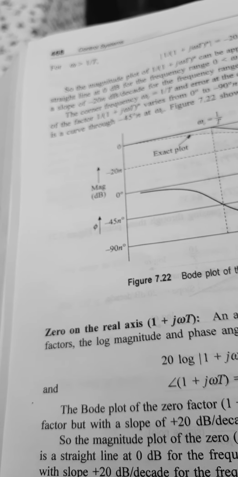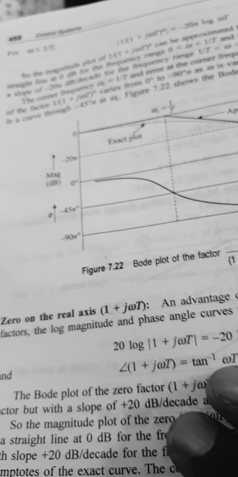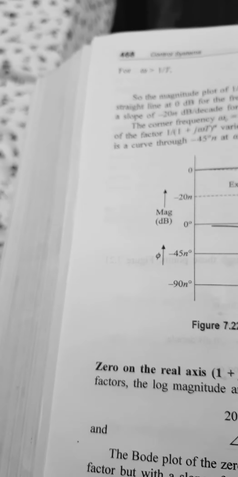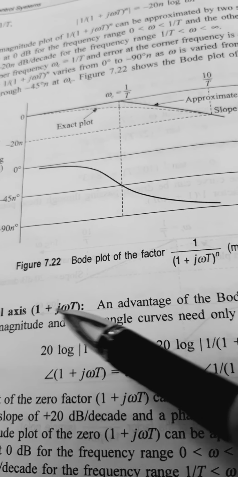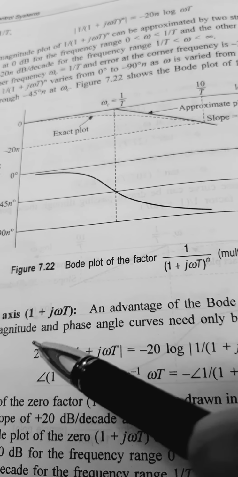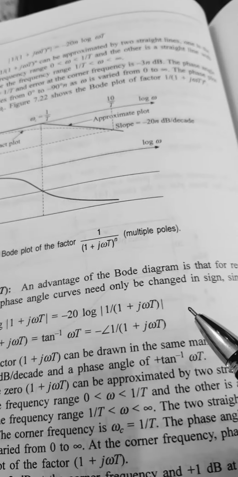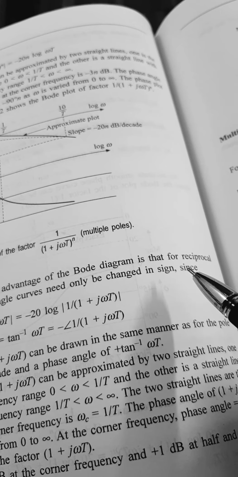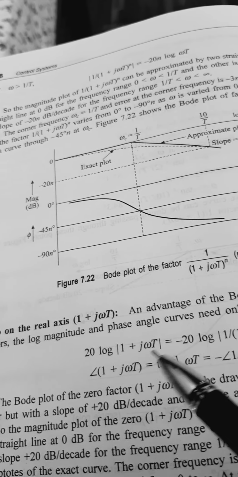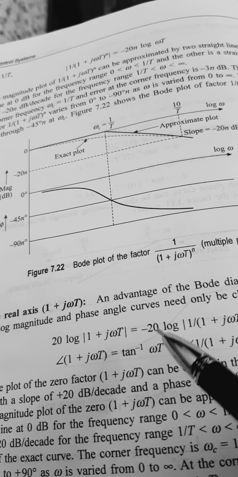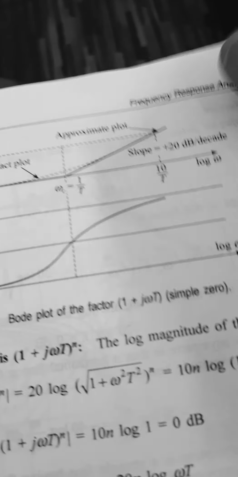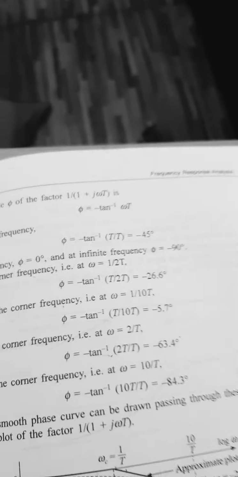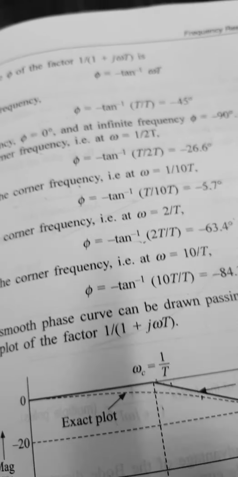Okay, now zero on the real axis. The pole on the real axis has the term 1 divided by (1 plus j omega t). Here for the zero it is not 1 by, just 1 plus j omega t. It is exactly the reciprocal of the pole term, so the plot is also exactly the reciprocal of this one. You can see here.